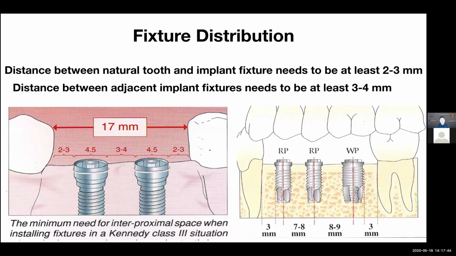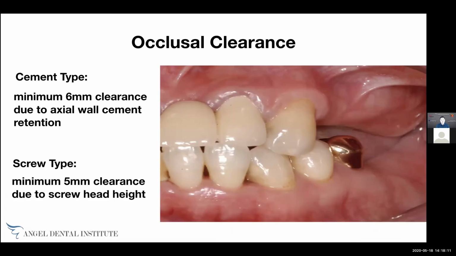Fixture distribution. You want a distance between natural tooth and an implant fixture to be around 2 to 3 millimeters at least, okay? So if you look at the drawing here on the left, you want between that premolar and that first implant 2 to 3 millimeters away, okay? And then between the implants, you want 3 to 4 millimeters away.